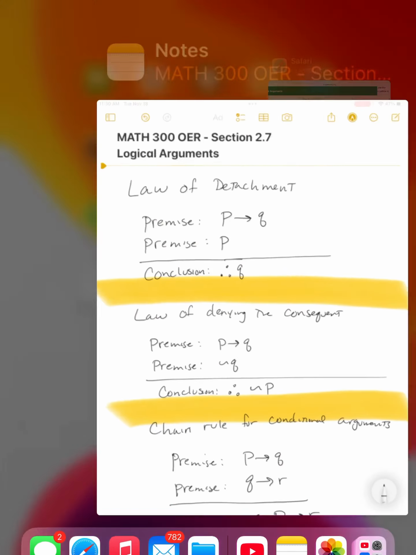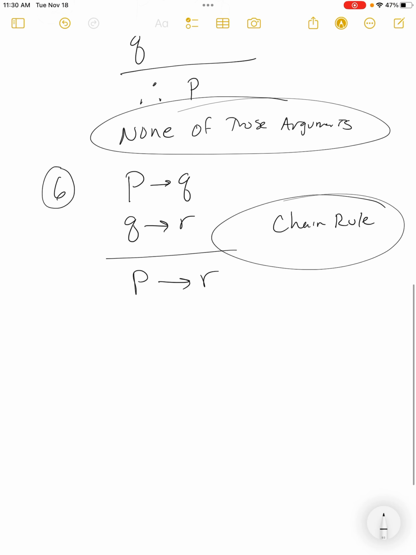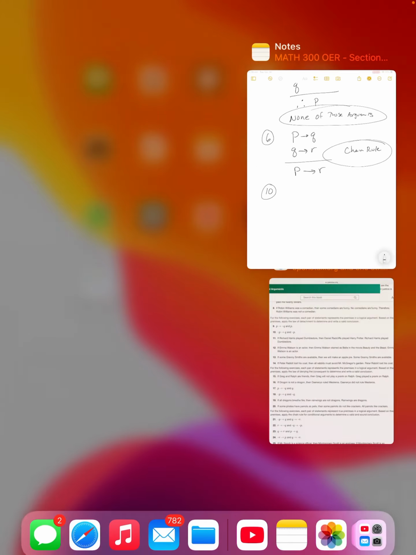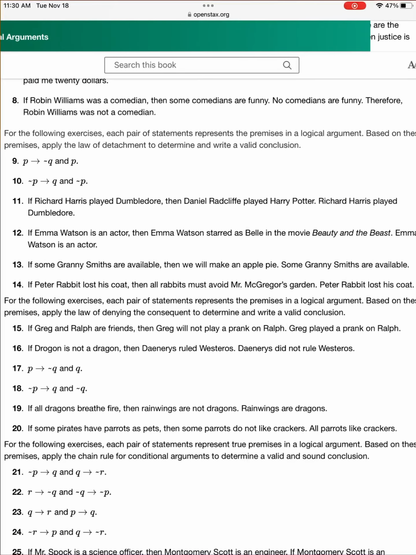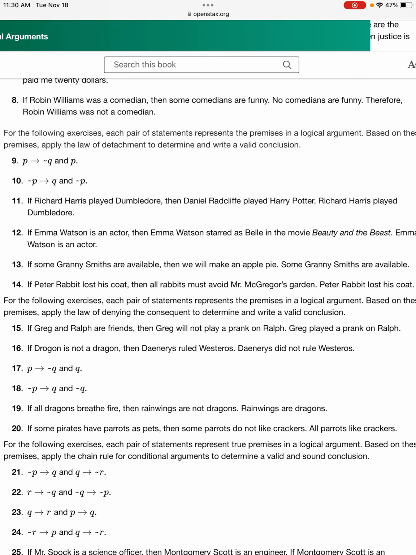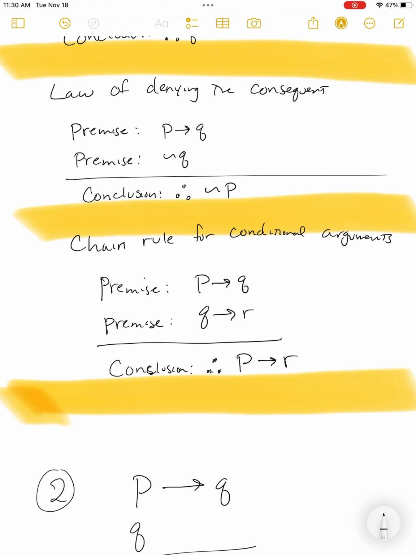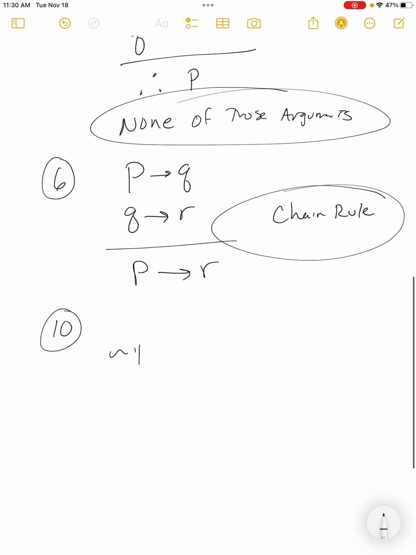So if we look at 10, negation of P goes to Q and the negation of P. So number 10, if I write out what they have there, and let me look at that again, the negation of P goes to Q.